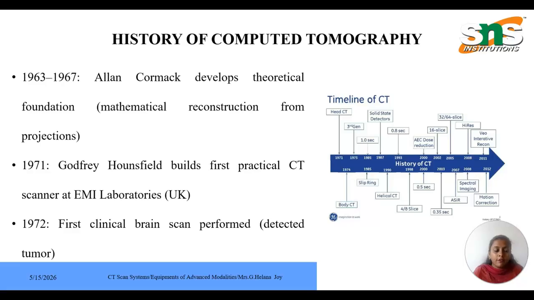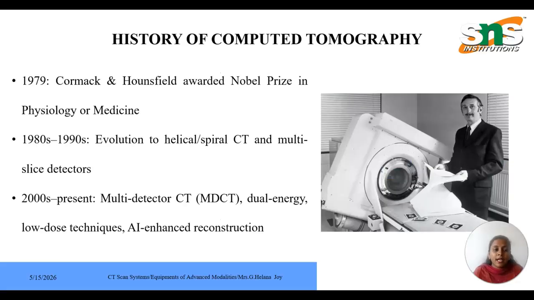According to its history, from 1963 to 1967, a person named Alan Cormack developed the theoretical foundations for the mathematical reconstruction from projections. In 1971, Godfrey Hounsfield built the first practical CT scanner at EMI Laboratories in the UK. In 1972, the first clinical brain scan was performed, which detected a brain tumor. In 1979, Cormack and Hounsfield were awarded the Nobel Prize in physiology or medicine.